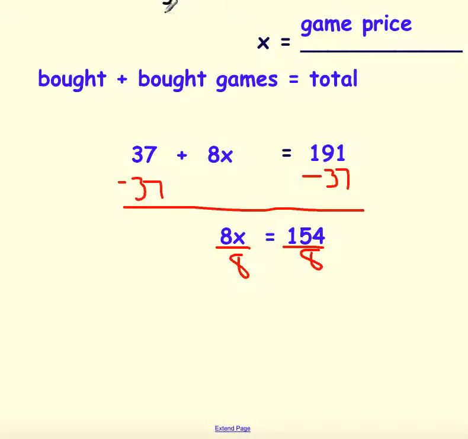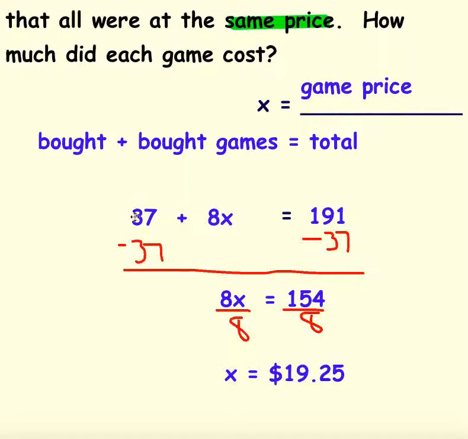And if I remember correctly, I think it was a little bit less than $20. I thought that each game was costing him $19.25. And you could kind of figure that out. You go, okay, 37 plus 8 times 19.25 should give you 191.